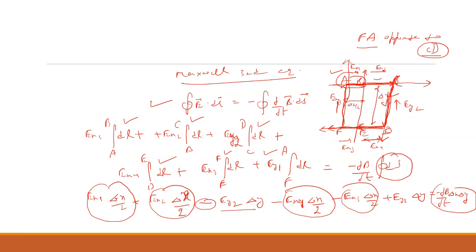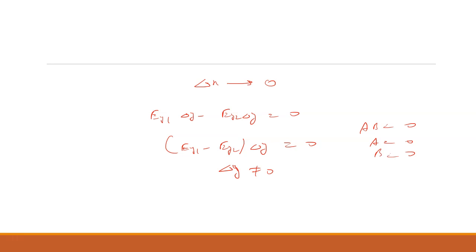You will be left with this term and this term. Okay. So we will get only EY1 delta Y minus EY2 delta Y equals 0, or (EY1 minus EY2) delta Y equals 0. As delta Y cannot be 0, because if AB equals 0, either A equals 0 or B equals 0. Okay, now delta Y cannot be 0. It means EY1 minus EY2 equals 0, or EY1 equals EY2.